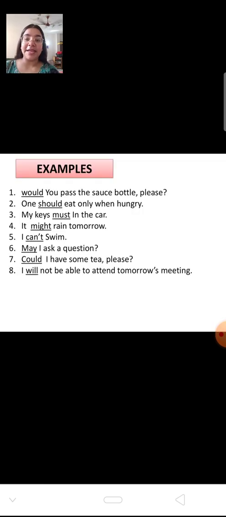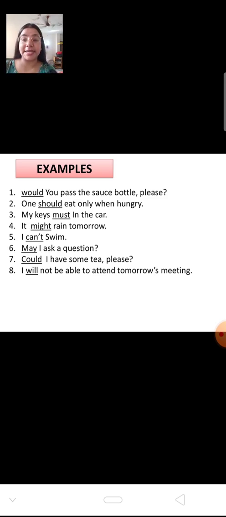The next is necessity, that means compulsion. When there is compulsion, we use must, have to, had to. You have to come to school tomorrow. So this is how necessity is shown. Now let us see certain examples, like, would you pass the sauce bottle please? Here a request is being made, and that's why "would" is used.